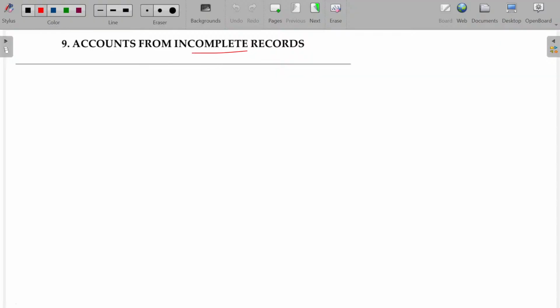Accounts from incomplete records or single entry. Usually prepared by sole trade business and small entities may prepare this one. They don't have complete structure. Whatever the transaction they do, they may have a small information only. All the crude informations will be used for finalizing the accounts here.